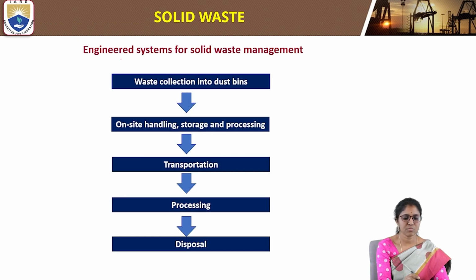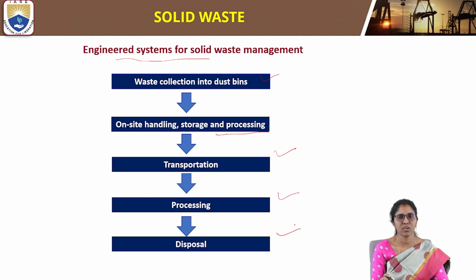This is the flowchart of engineered systems for solid waste management. The first process is waste collection into dustbins. Second is on-site handling, storage and processing. Third is transportation. Fourth is processing. Then we have to dispose of the solid waste.